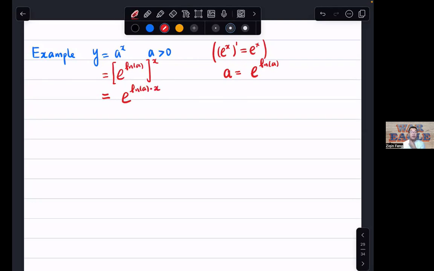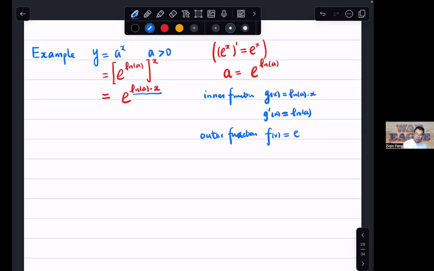Now you can see that this is a composition of two functions. The inner function is natural log of a times x. The outer function is e to the x. We can apply our chain rule, which is a good rule to handle the composition of two functions. Our inner function g of x is natural log of a times x, so g prime of x is natural log of a. And the outer function f of x is e to the x, so f prime of x is basically e to the x.